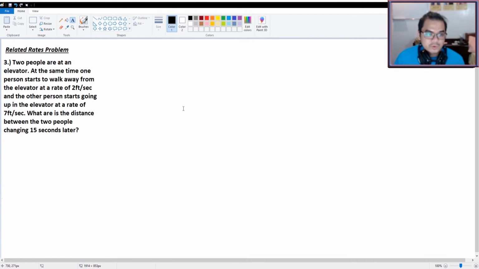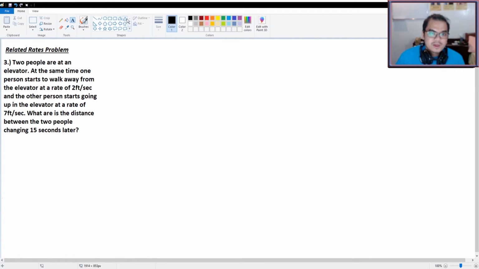Okay, so for our third problem, we have two people at an elevator. At the same time, one person starts to walk away from the elevator at the rate of 2 feet per second, and the other person starts going up in the elevator at the rate of 7 feet per second. So how fast is the distance between the two people changing 15 seconds later?